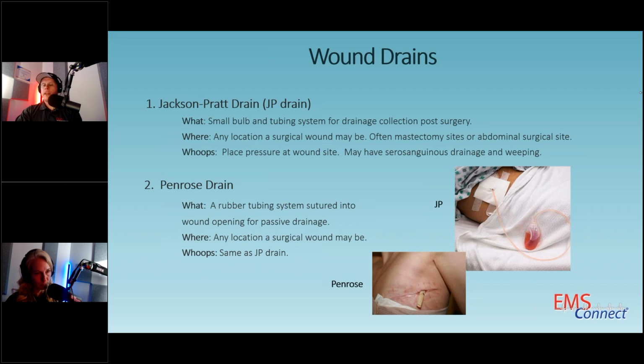I think it's important, especially, I feel like our BLS providers, EMTs, get a little overwhelmed with this stuff, but great questions: with these JP drains, there's usually some sort of tracking of how much fluid. So if we're transporting those patients, make sure we're asking how much fluid has been drained, because the hospital is going to be asking us those questions, and we want to make sure we have the answers.